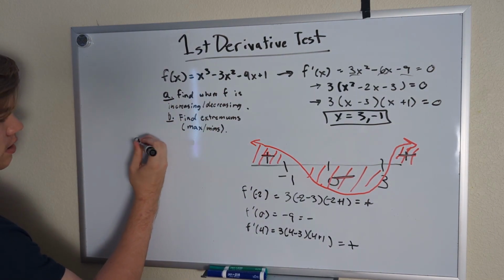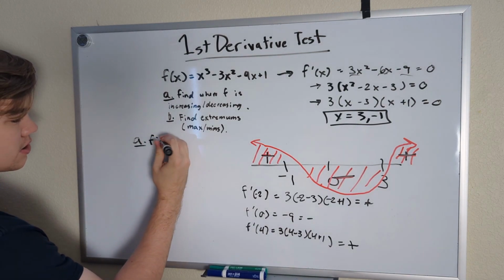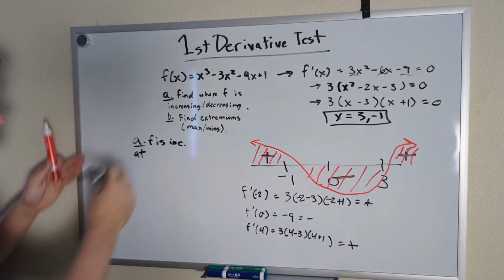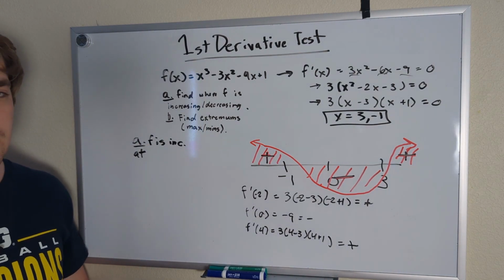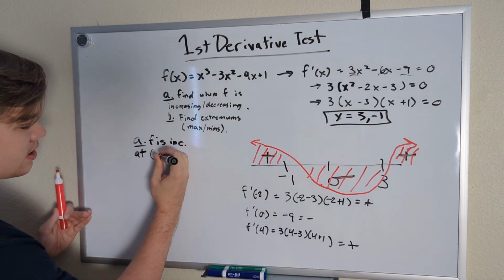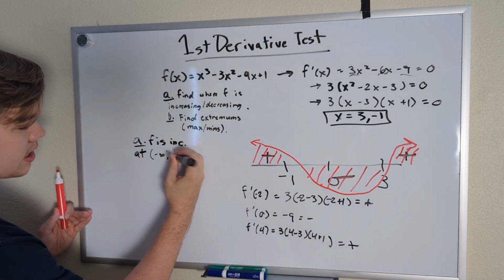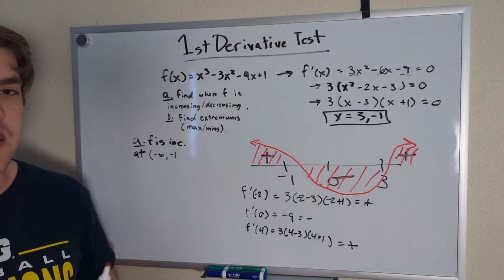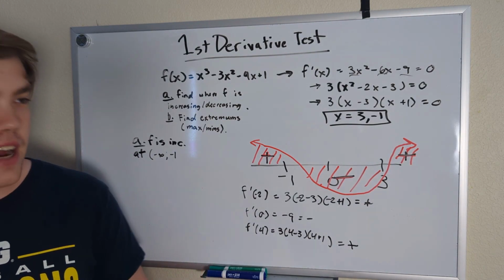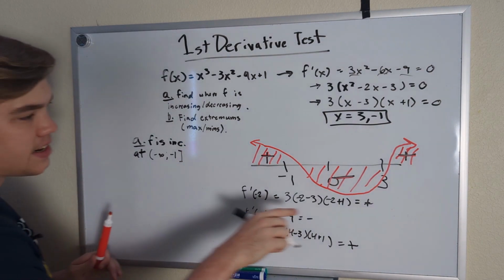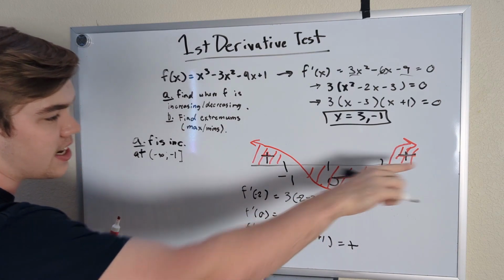So for part A, f is increasing. I'm going to write INC for increasing at, and we're going to use interval notation to mark where it's increasing. We know that anything below -1, it's increasing. So from -infinity all the way to -1, the function is increasing. And this function is still increasing at -1 and begins to decrease after -1. So we can include -1 here by denoting that with a bracket. Then f continues increasing after x equals 3.